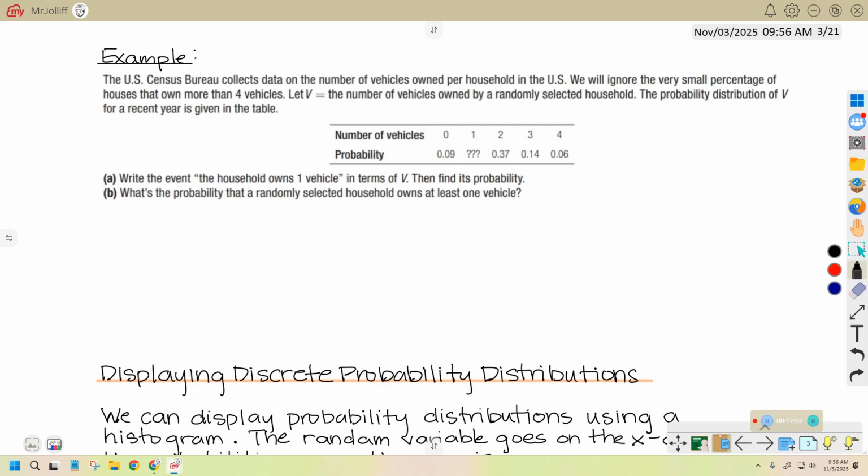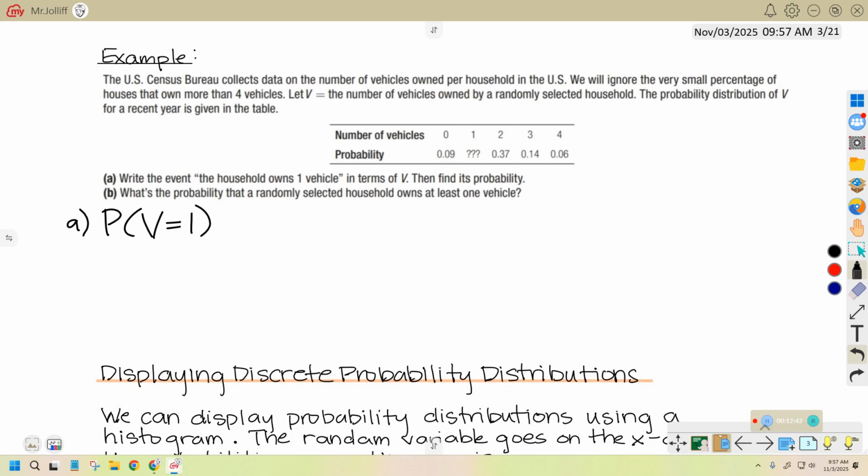So first thing I do when I see that kind of table and they've told me it's a probability distribution, I want to check it meets requirements. So the probabilities they've given to us, all between 0 and 1, did they give us all the probabilities? No. And you'll notice that's question A. What is the probability that they own exactly 1 vehicle? So first they want us to write it using probability notation. So I'm looking for the probability that V equals 1. And then they want us to find that.